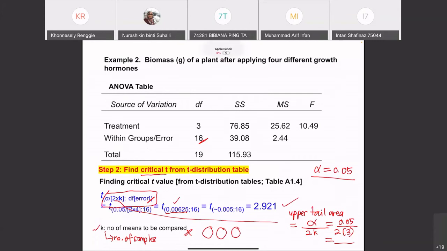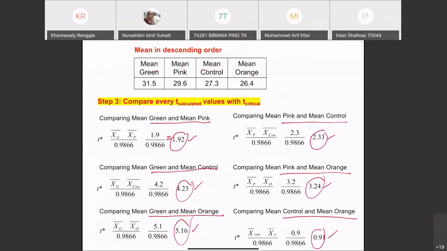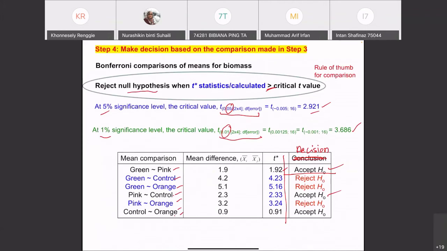Okay, so step 3 is to compare every T calculated with the T critical. So you have calculated the T for every pair, and you must have the value for every pair. Okay, so this is the workout that you have. So in order to be more organized, you put it in another table, whereby you just have to put which pair and also what's the T calculated.